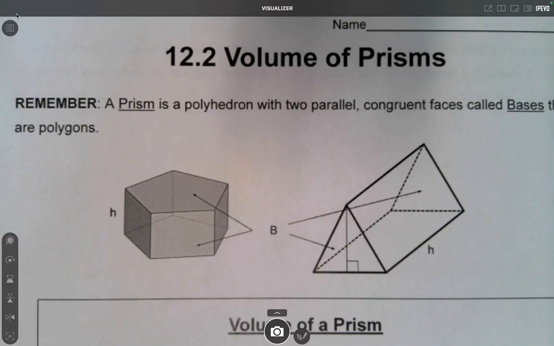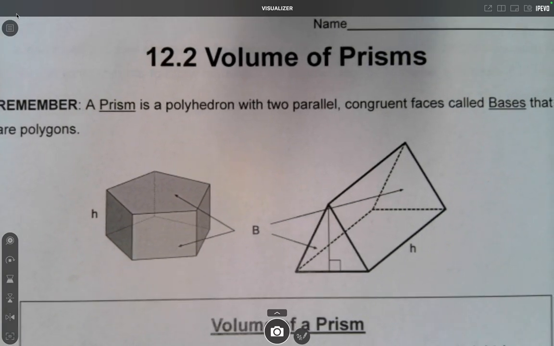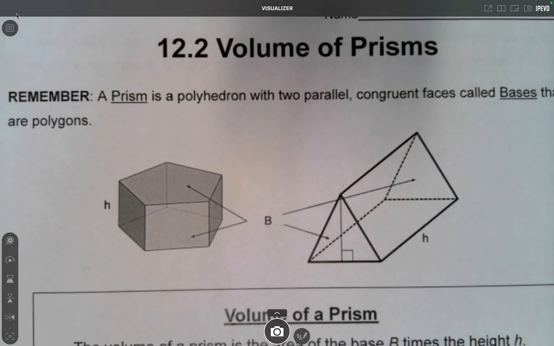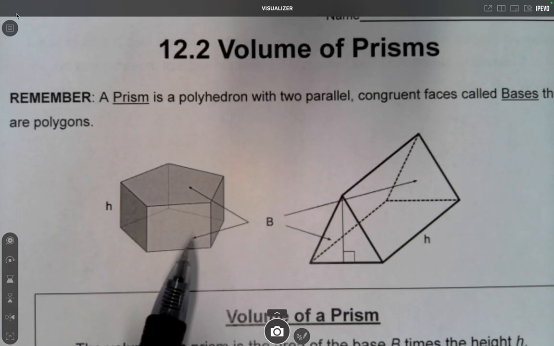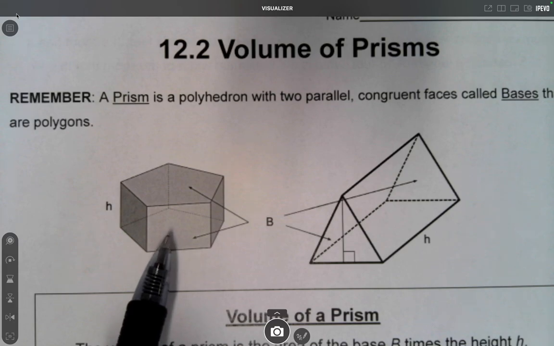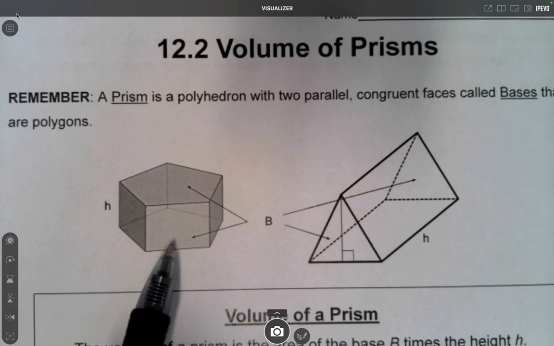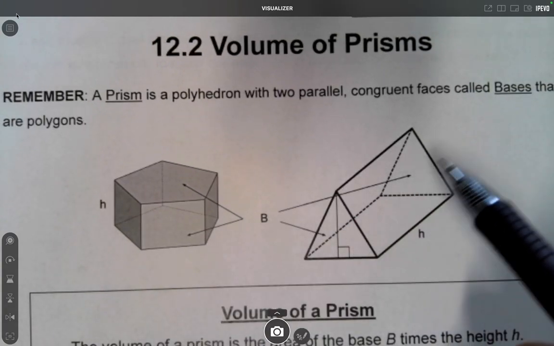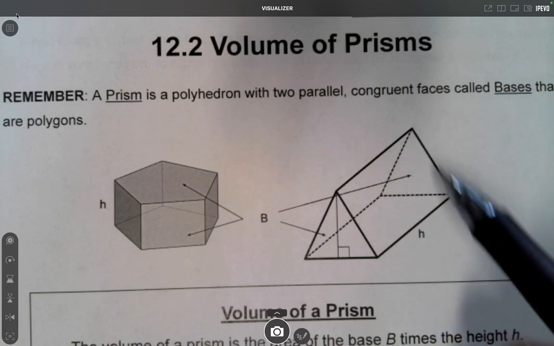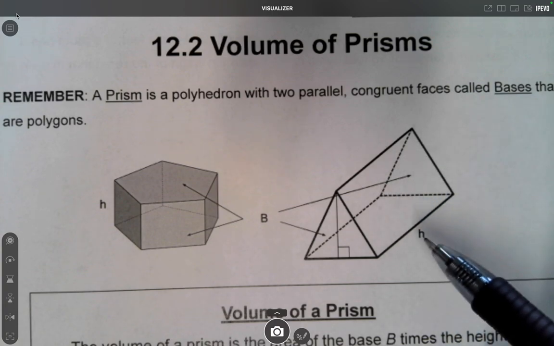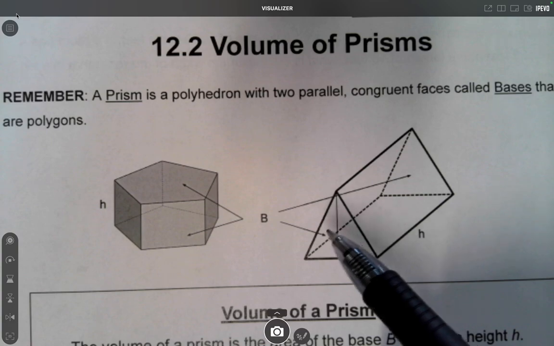Volume of prisms. So remember, a prism is a polyhedron with two parallel congruent faces called bases that are polygons. So these are just examples. This is a pentagonal or a pentagon prism because it's got two pentagons that are parallel and congruent, they're the same size. This is a triangular prism because it's got a triangle here and there that serve as its bases that are congruent and parallel.